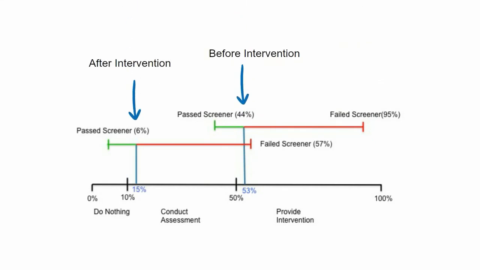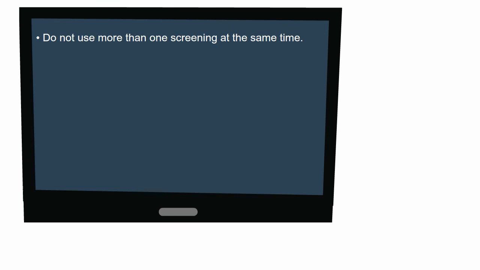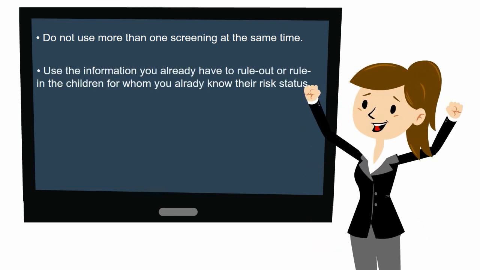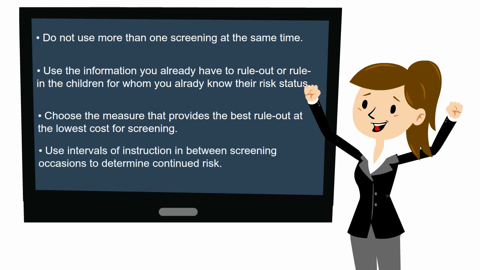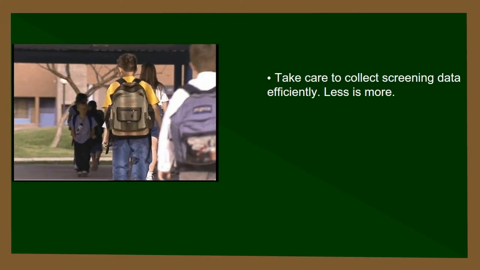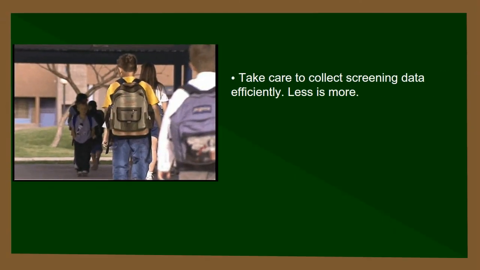So, to tie it up, don't use more than one screening at the same time. Use the risk information that children bring to the assessment. Choose the lowest cost measure that provides the best rule-out information. And finally, use instructional trials or intervention to improve decision accuracy. In screening, less may be more. Let's collect the best information in the shortest possible period of time so that we can get to what really counts, and that is intervention.